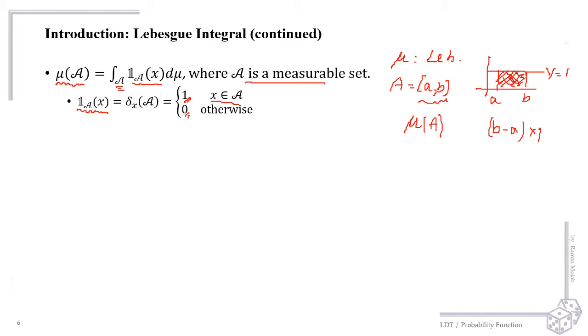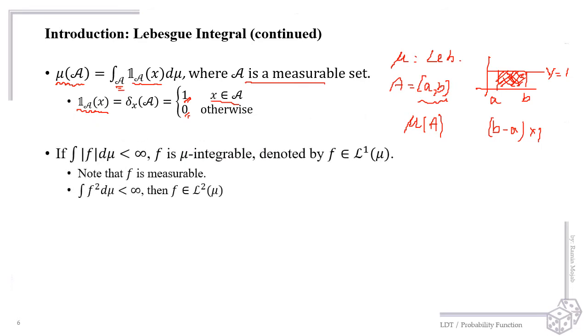Okay, we have another notation here. If this integral, the Lebesgue integral of the absolute value of f, is defined, then we say that f is mu integrable. Note that f is measurable. Here, if this integral is defined, we say that it is also mu integrable, and it is denoted by f as a member of L1. If the Lebesgue integral of f squared is defined, then we say that f is mu squared integrable, or f is a member of L2.